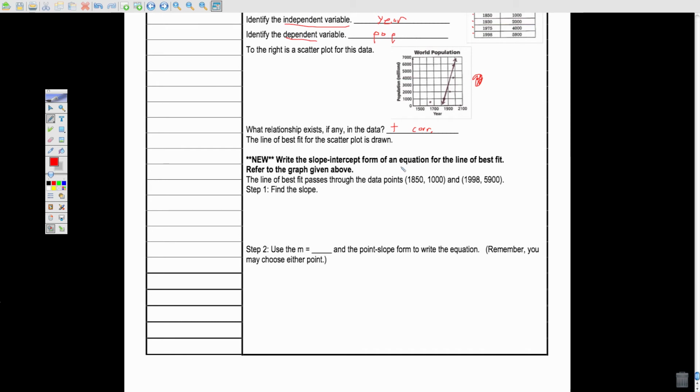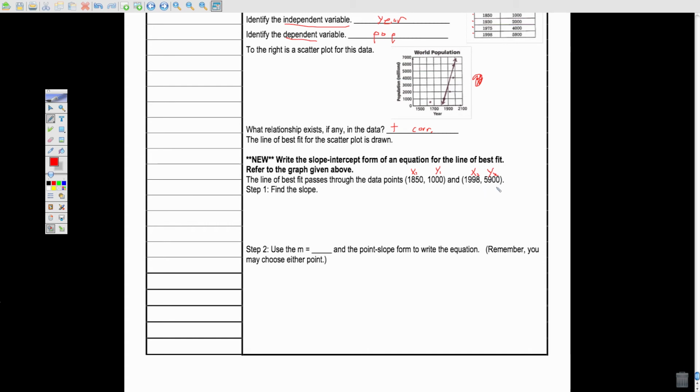Okay, now this is what's new. We're going to write the slope-intercept form for the line of best fit. We've found equations for lines with point slope and turning that into slope-intercept. And the only thing new is now we're doing it for lines of best fit from a scatter plot. So let's look right here and see what it says. The line of best fit passes through, and it gives us 2 points. There's x1, y1, x2, y2.